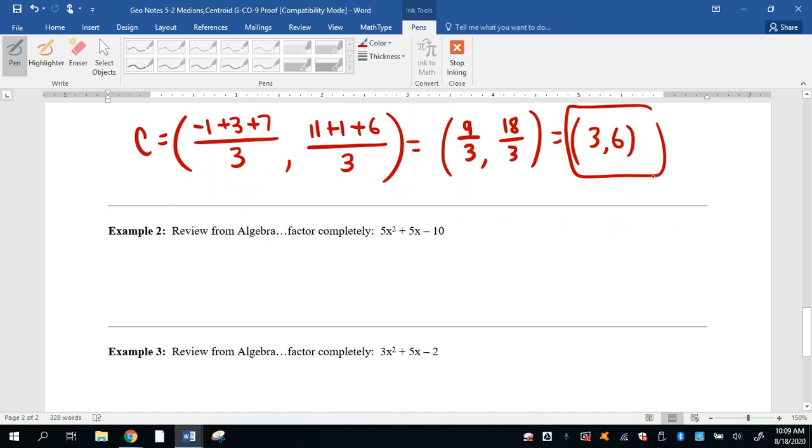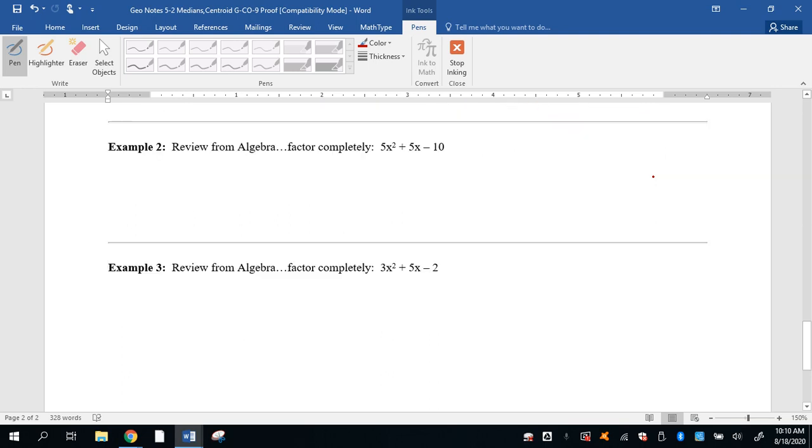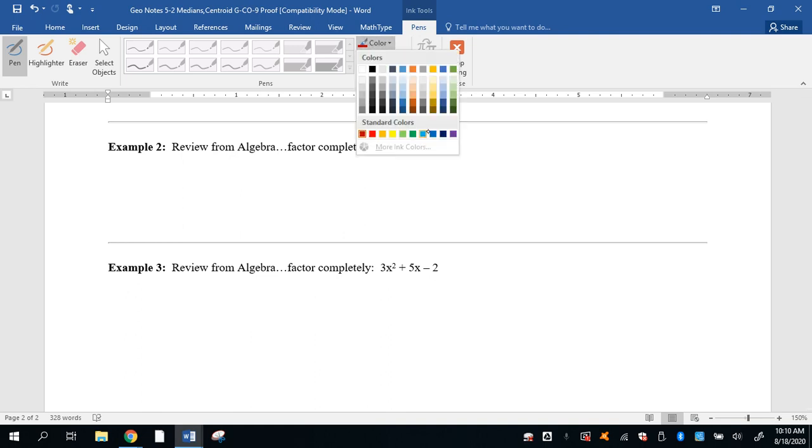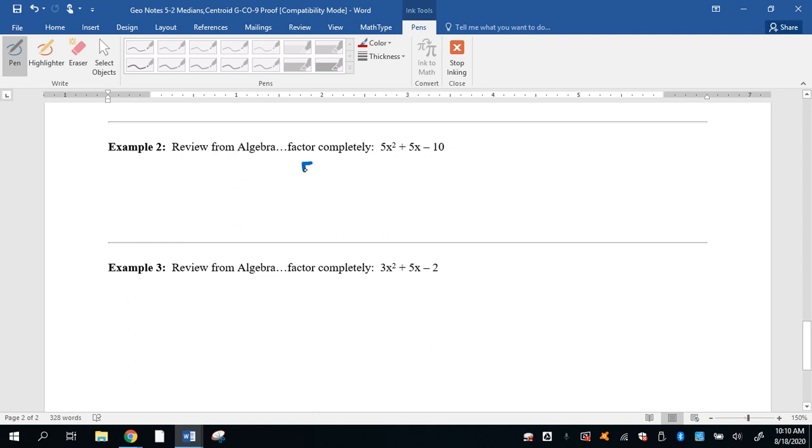Okay, now we're going to review factoring. You may or may not remember it from algebra, so let's review the steps. Number 1, put the expression in standard form, meaning exponents, biggest exponents first going all the way down. It is in standard form. Second step is factor out a greatest common factor. We can take out a 5. So I will distribute out a 5, factor out a 5, and we're left with x squared plus x minus 2.